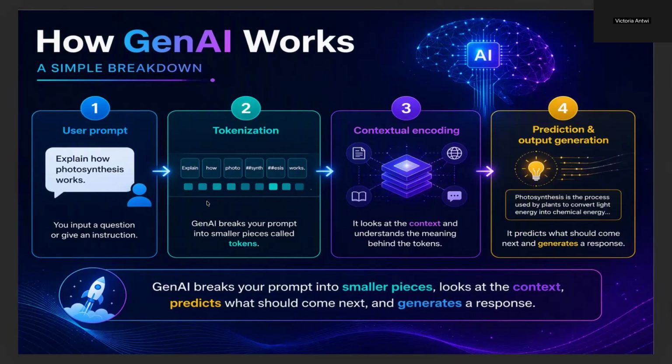The next step is contextual encoding. This is where the system examines the tokens in relation to one another. It considers the order of the words, the surrounding context, and patterns learned during training to determine what the prompt is asking. And then we will move to prediction and output evaluation.